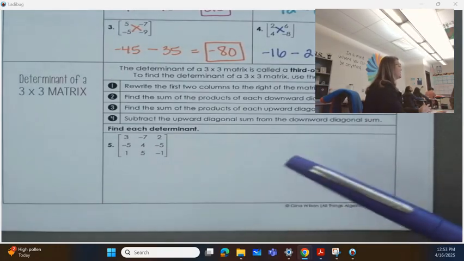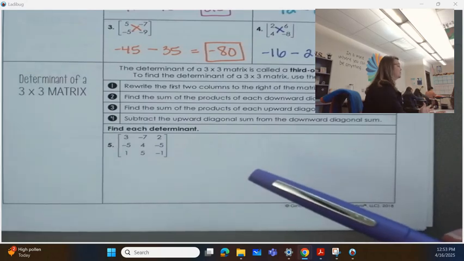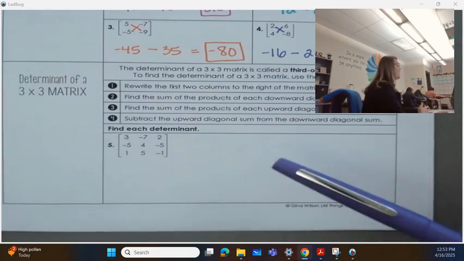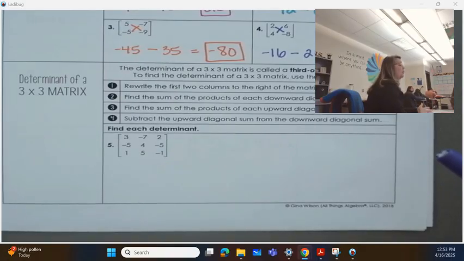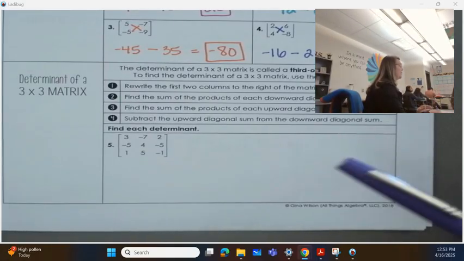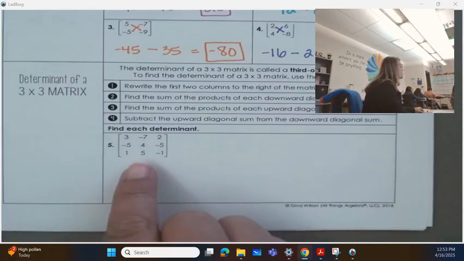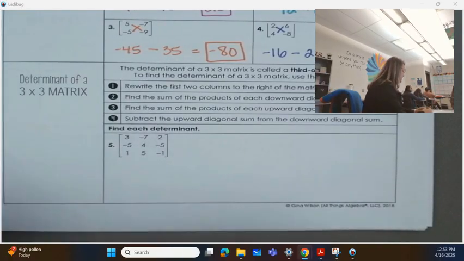So I'm going to show you how to do this. And then please don't stress out on me, and no, you're not going to have to do this by hand. But I want to show you what the calculator is actually doing, because I don't think it ever hurts us to know what the calculator is actually doing. Okay. So this is a square 3x3 matrix.